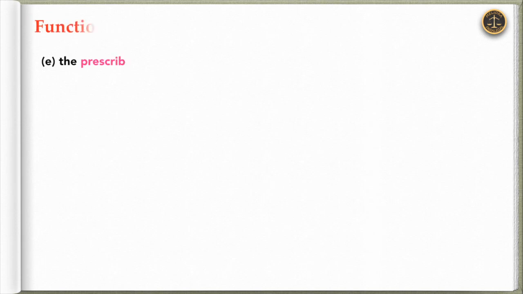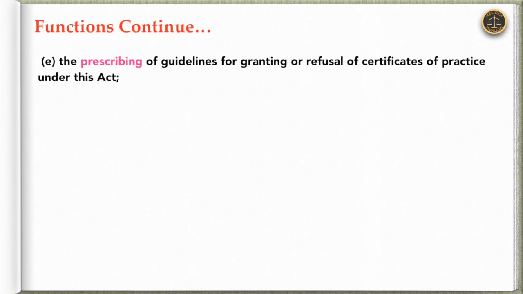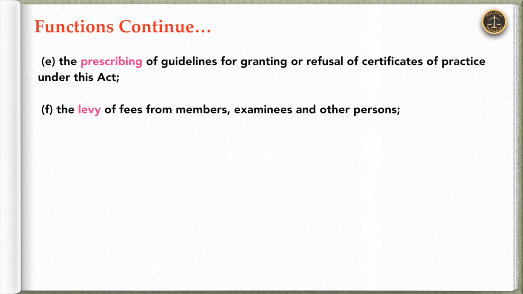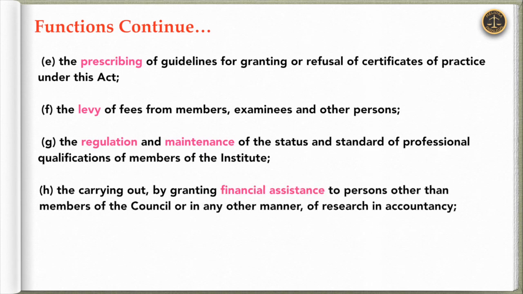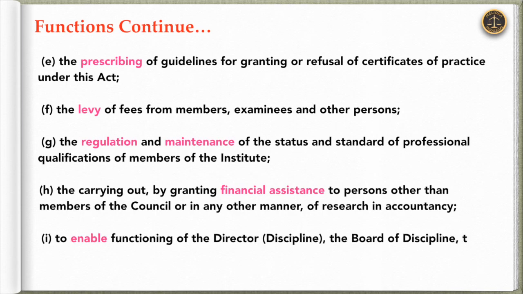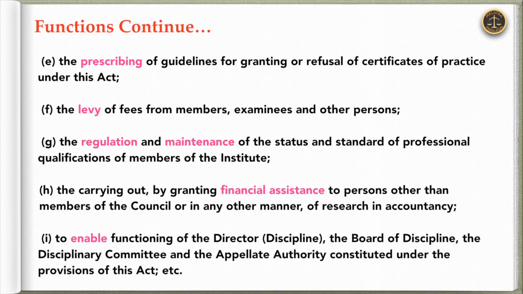Next, the prescribing of guidelines for granting or refusal of certificates of practice under this Act, the levy of fees from members, examinees, and other persons, the regulation and maintenance of the status and standard of professional qualifications of members of the Institute, the carrying out, by granting financial assistance to persons other than members of the council or in any other manner, of research in accountancy, to enable the functioning of the director of discipline, the board of discipline, the disciplinary committee, and the appellate authority constituted under the provisions of this Act, etc.